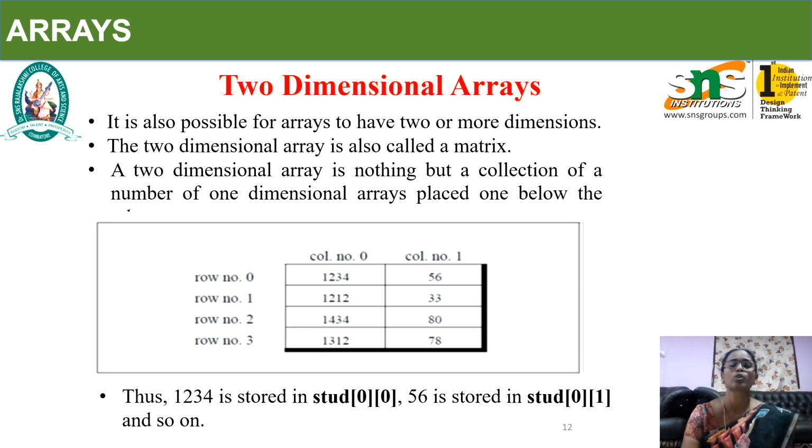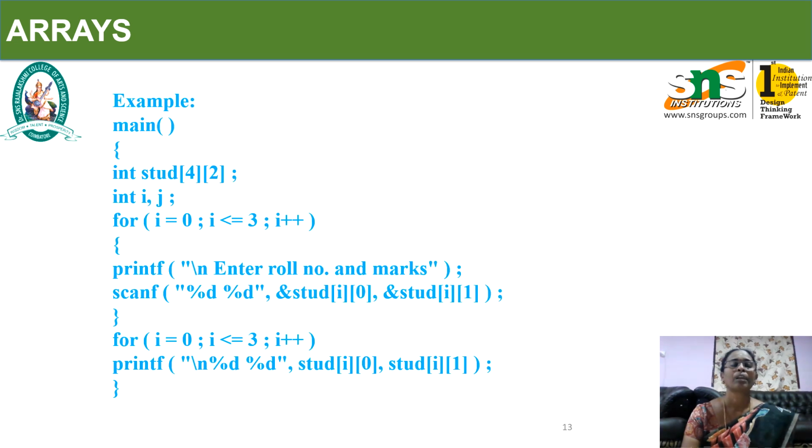The 2-dimensional array is also known as a matrix. The 2-dimensional array is nothing but a collection of 1-dimensional arrays placed one below the other. Here is an example of a 2-dimensional array specified in rows and columns. This is an example of how to declare and access the 2-dimensional array. int student[4][2], that is the size of the array student is 4 by 2. That is, it consists of 4 rows and 2 columns.